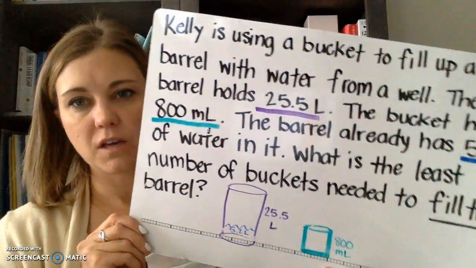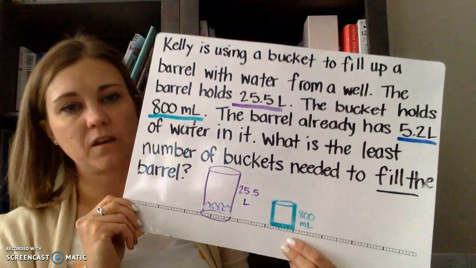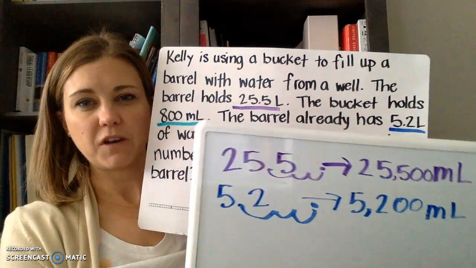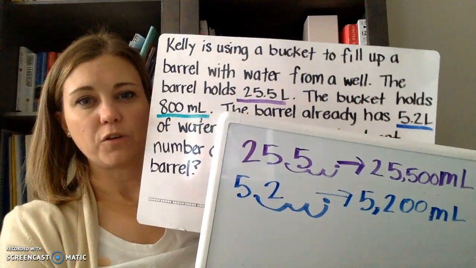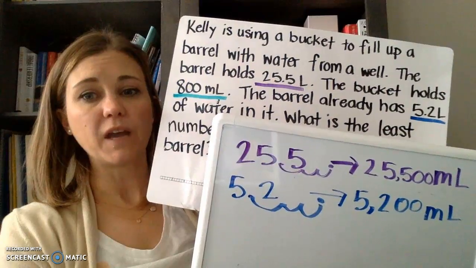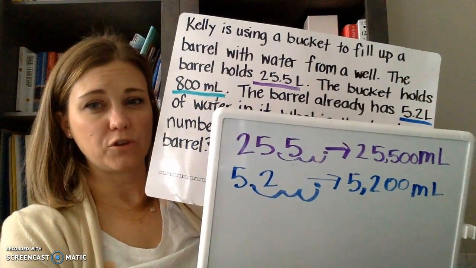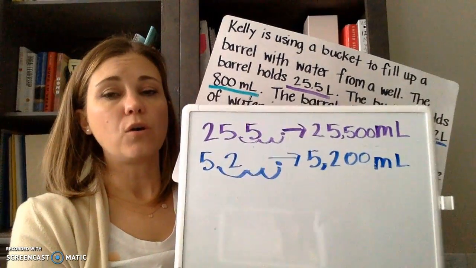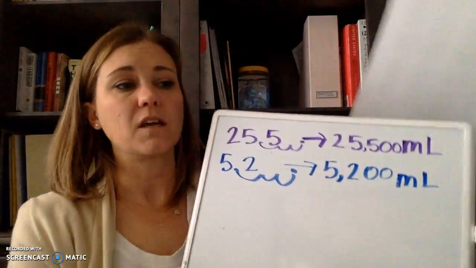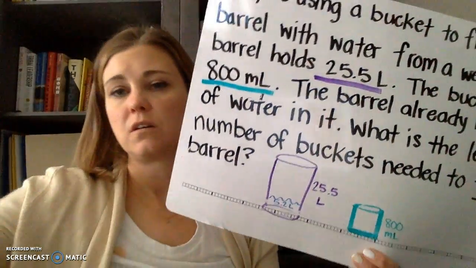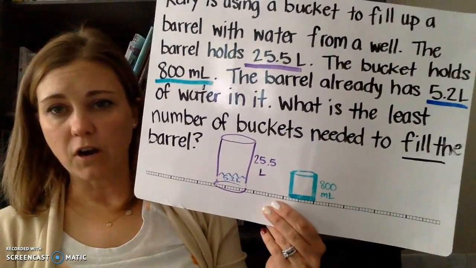What do I need to do now? Okay, Kelly needs to fill up that barrel. The barrel holds, now we know it holds 25,500 milliliters. We know that the bucket still holds 800 milliliters. And we know that the barrel already has 5,200 milliliters. Well, we need to figure out, what's that last thing? Our last sentence of our story problem.